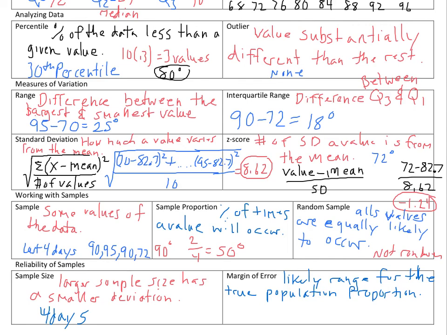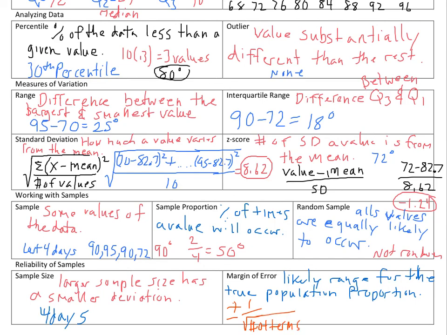So the formula for margin of error is simply going to be plus or minus 1 over the square root of n. N stands for the number of terms, so the number of data points or terms. So it's 1 divided by the square root of the number of terms.